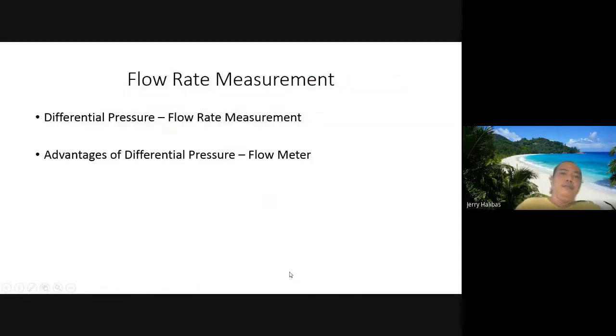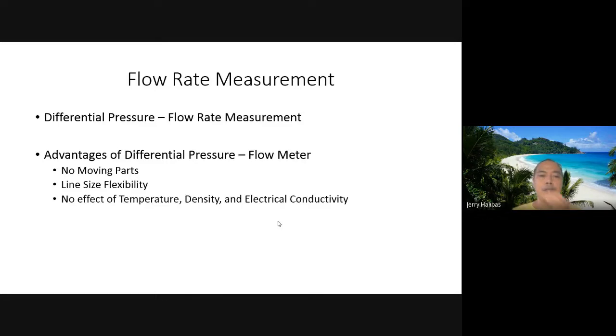Okay, so the advantage of the differential flow meter: no moving parts, unlike our direct type turbine or positive displacement. Flexibility in terms of size, and temperature, density, and electrical conductivity have no effect. It can operate in both directions.